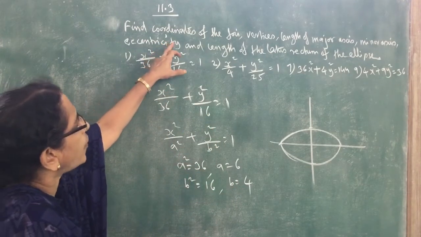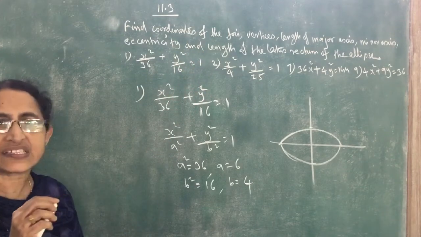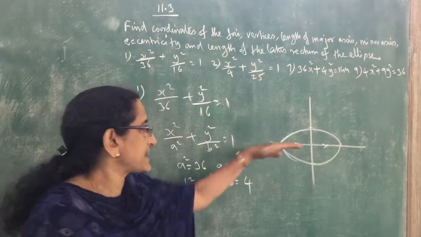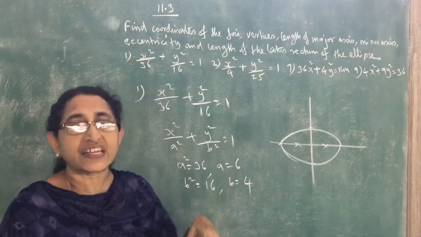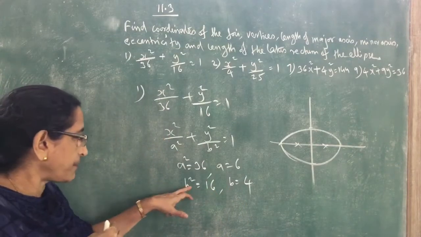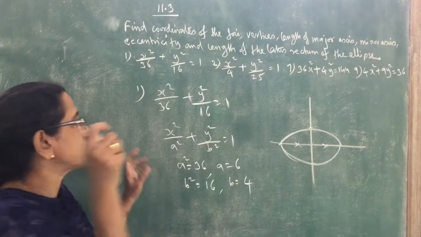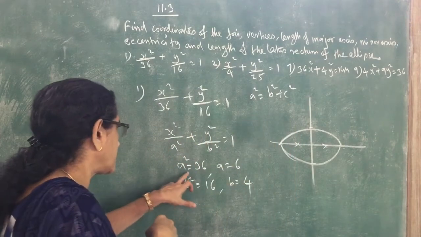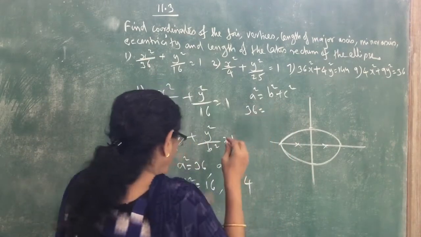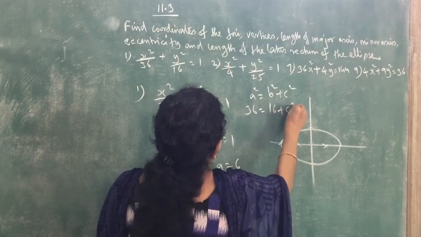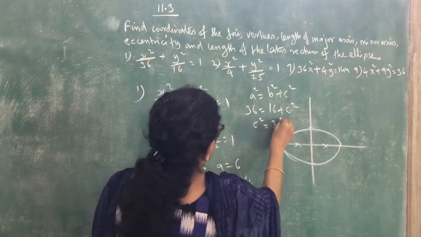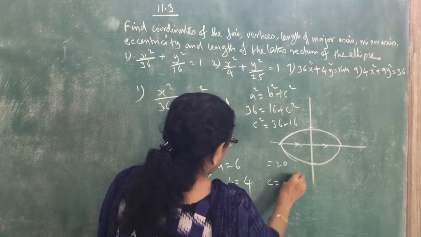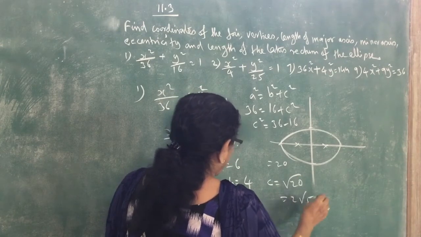Now the question is to find the coordinates of the foci. Foci are plus or minus c, 0. In this type of ellipse, foci lie on the x-axis. So we want to find c from a and b, using the relation a square equal to b square plus c square. So 36 equal to 16 plus c square. So c square equal to 36 minus 16, that is 20. Therefore, c equal to root of 20, that is 2 root 5.